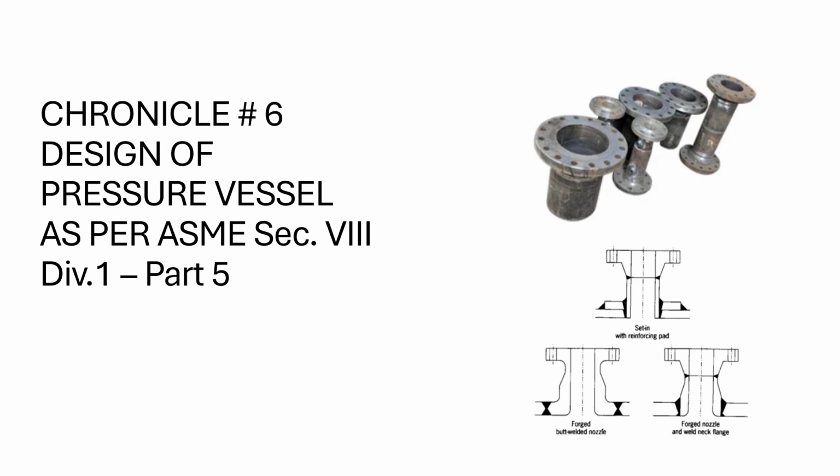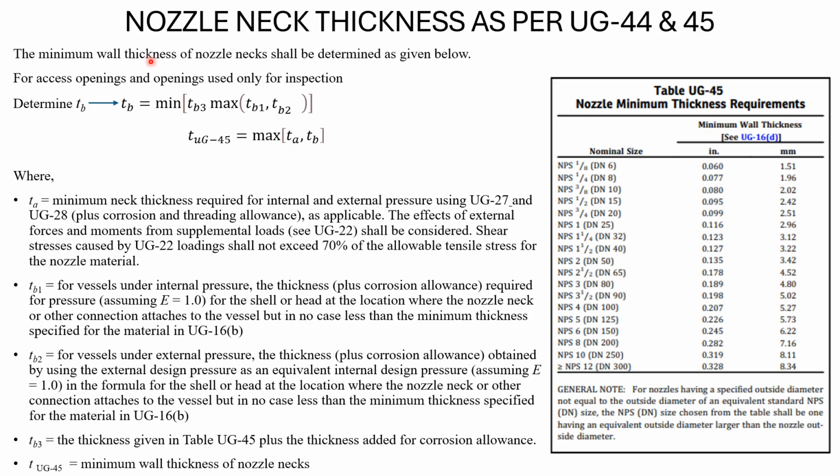We are going to see the nozzle sizing as per ASME Section 8 Division 1 for a pressure vessel. Nozzle neck thickness is determined as per UG-44 and UG-45. There are some steps to be taken to determine the nozzle neck thickness. So what is nozzle neck thickness?